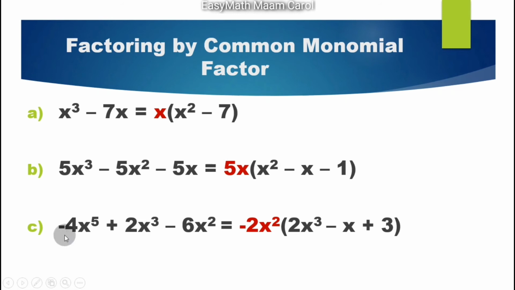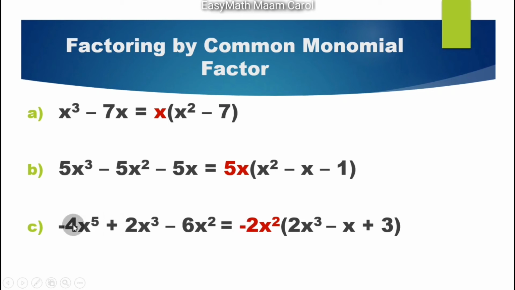This entire thing. For our expression letter C, we have negative 4x to the 5th power plus 2x cubed minus 6x squared. Now, one thing that you have to remember, if the term on the leftmost side of the expression, take note that the x's are in descending exponent, so 5, 3, and 2. So the coefficient is negative. So what you're going to do is extract the negative as a common factor. That's why I placed negative here.